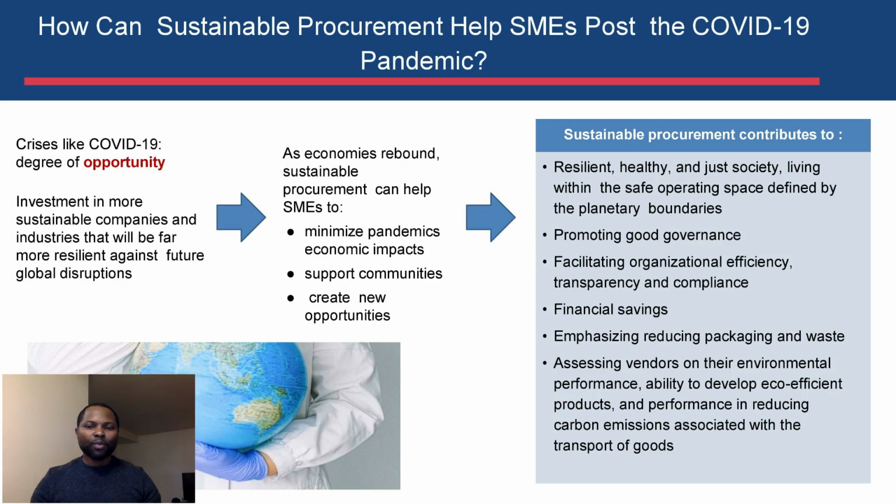Sustainable procurement contributes to a resilient, healthy, and just society, living within a safe operating space defined by the planetary boundaries, promoting good governance. Moreover, engagement with sustainable procurement practices facilitates organizational efficiencies and transparency, as well as compliance, financial savings, and a more productive work environment. Sustainable procurement policies and practices are likely to emphasize reducing packaging and waste, assessing vendors' environmental performance, the ability to develop eco-efficient products, and performance in reducing carbon emissions associated with transport of goods.